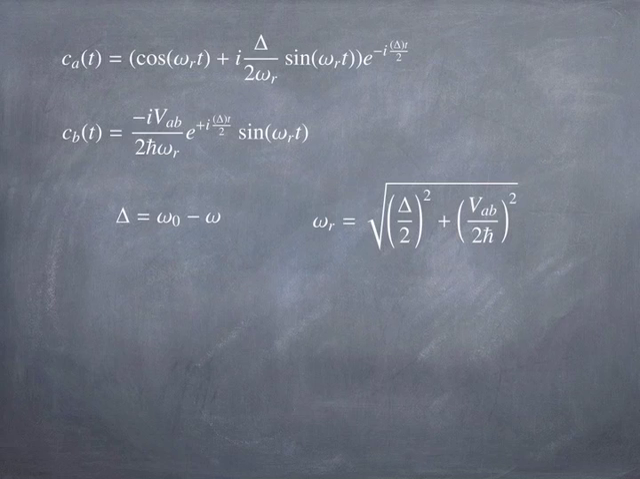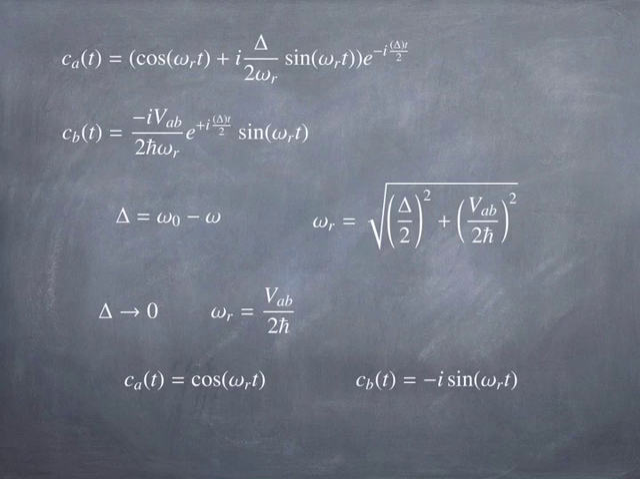Now there's a special case I want to talk about, and that's when the detuning is equal to 0. If the detuning is equal to 0, then capital delta is 0, and the Rabi frequency reduces to VAB over 2 h bar. If I plug that back in, I get a very simple result. I get that the A coefficient just looks like cosine, the B coefficient just looks like minus i times sine, and that means that the probability of being in the A state and the probability of being in the B state simply oscillate between 0 and 1 with a frequency equal to the Rabi frequency.